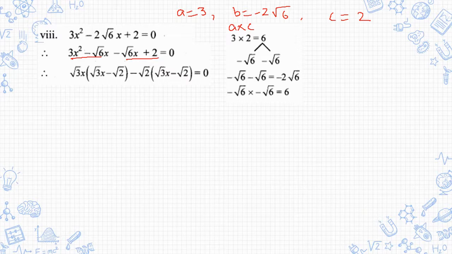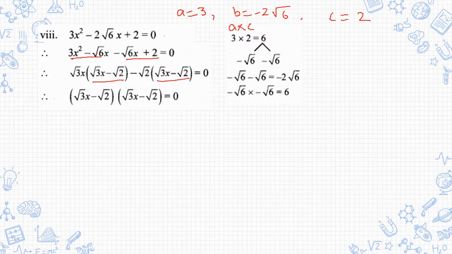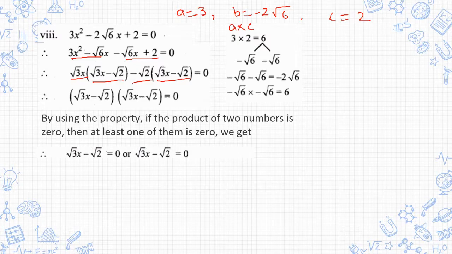So this 2, you can write it as root 2 into root 2. So inside the bracket, you will be left with root 3x minus root 2. So you see here we have root 3x minus root 2, and here also we have root 3x minus root 2. So root 3x minus root 2 will be one factor, and here you have root 3x minus root 2, so that will be another factor. In this case, both the factors are the same, and that is root 3x minus root 2. So we have root 3x minus root 2 equal to 0, or root 3x minus root 2 equal to 0.